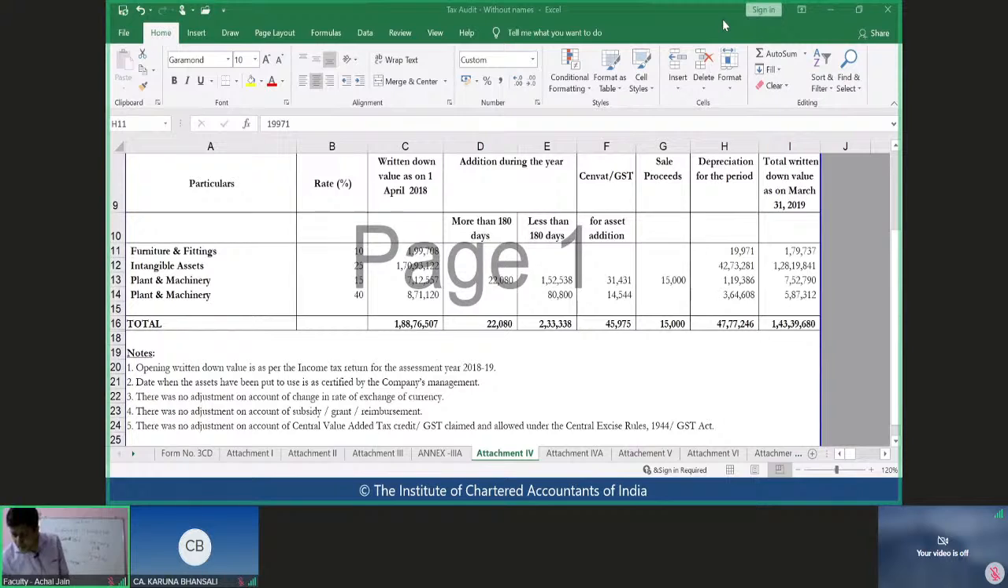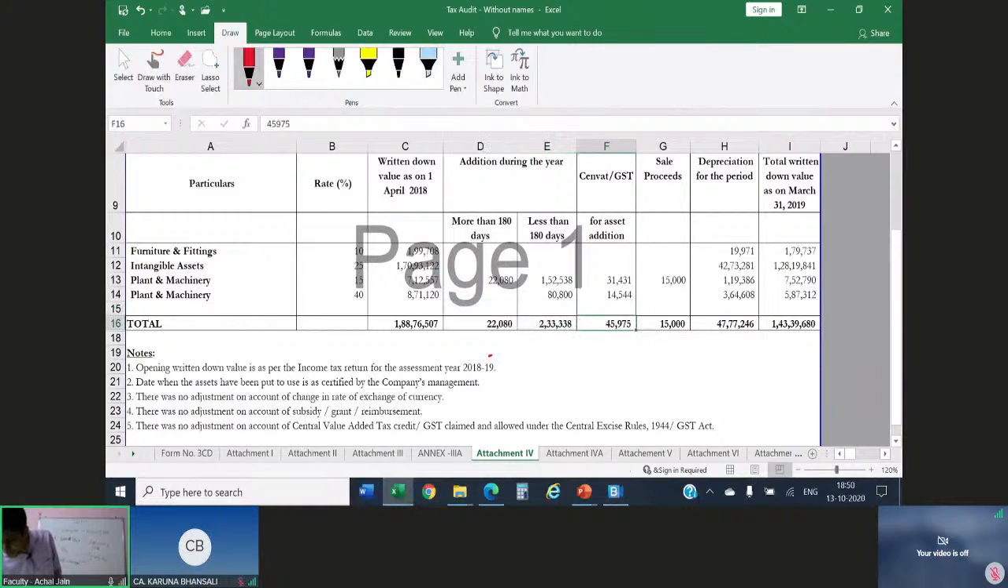Yeah, so we were discussing the procedures which the auditor may be required to perform over and above ensuring the completeness of this procedure. Just 1 minute.